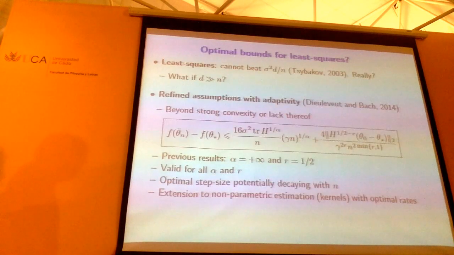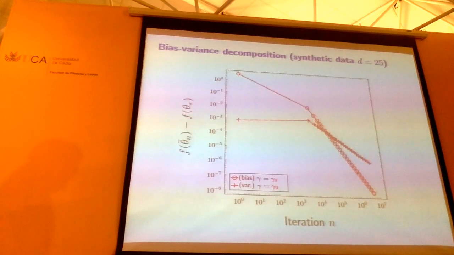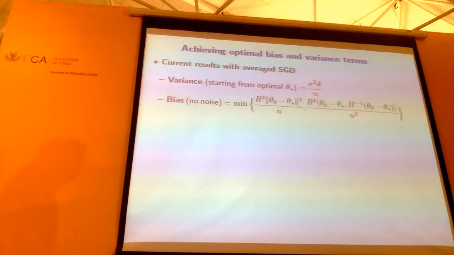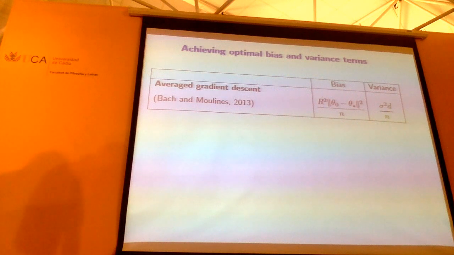There are details which I won't go over. One thing before I move on to the last part is averaged gradient descent. We have seen that it was achieving this balance term, it was optimal, and the decay was as 1 over n.